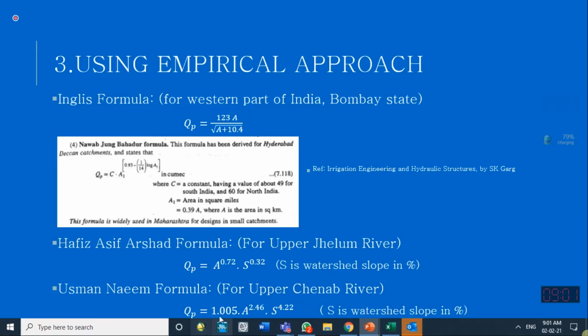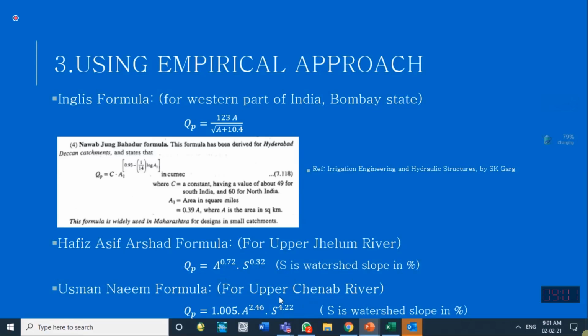For the Pakistani side, some researchers have developed formulas. For these areas, they had gauging stations for different rainfalls, and they saw what floods occurred. So if they have 10, 20, 30 values of flood, precipitation and area, they developed an empirical relationship using graphs or some statistical methods. So Q peak for the Jhelum river catchment, the upper Jhelum river catchment, has been proposed by Hafiz Asif: A power 0.72, S power 0.32. S is the watershed slope, A is the watershed area.